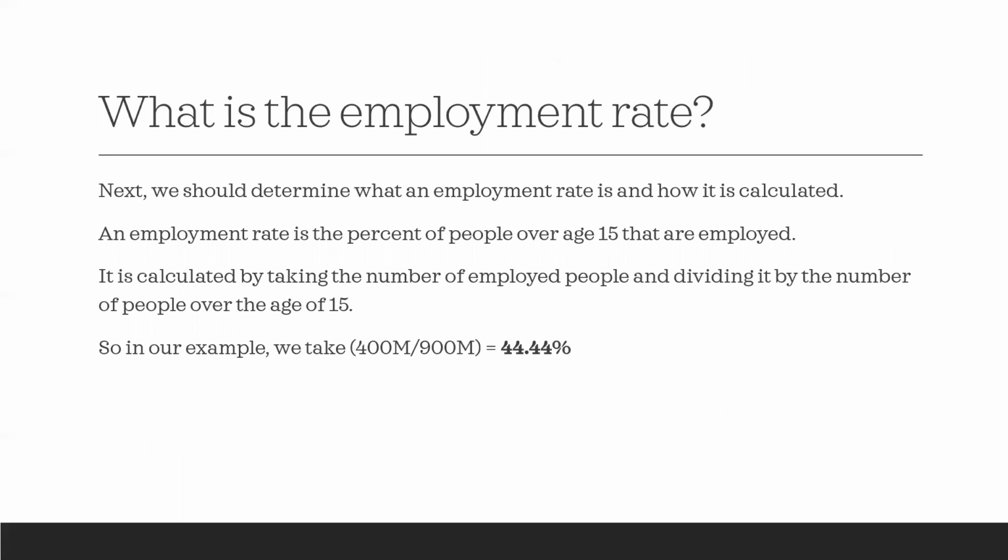So, what is an employment rate? Well, next we should determine what an employment rate really means, how it is calculated, etc. So, an employment rate is the percent of people over the age of 15 that are employed, and is calculated by taking the number of employed people and dividing it by the number of people over the age of 15. So in our example, we're going to take 400 million employed people and divide it by 900 million. And this gives us a rough employment rate of 44.44%.